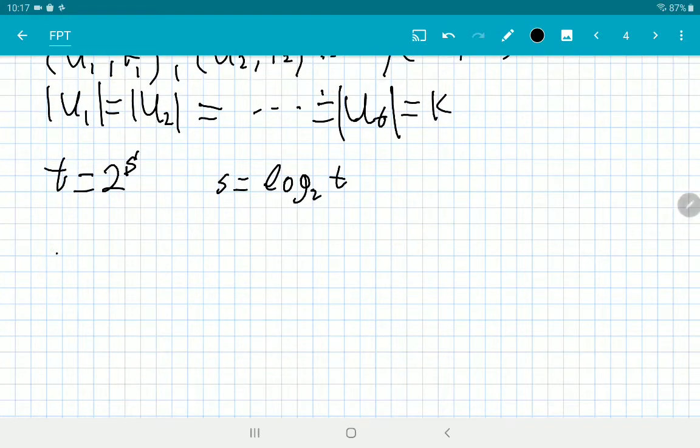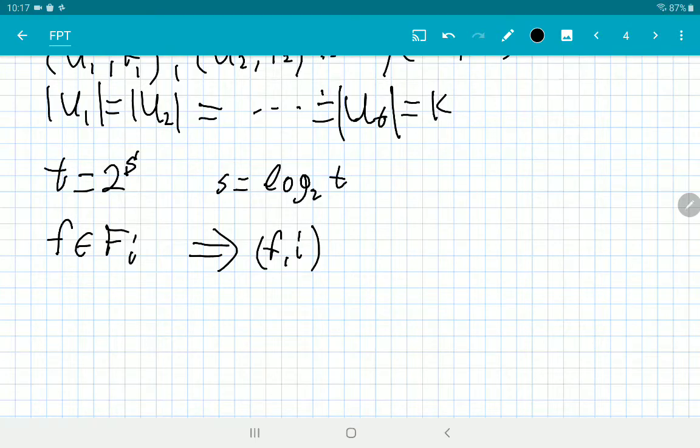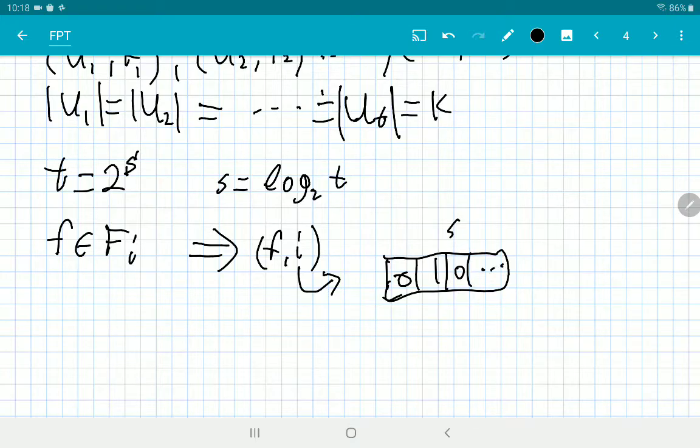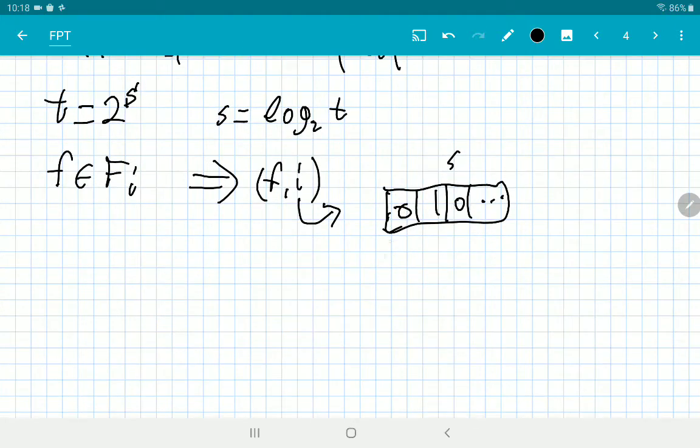So intuitively, think about a set F that belongs to F_i, the ith instance. I'm going to replace it with a pair, which is (F, i), meaning the set F together with the index i. Now, of course, how do we write i? i is a binary string of length s, you can think about this as 0, 1, 0, and so on, the binary representation. So what we're going to do, we're going to create 2s new elements.